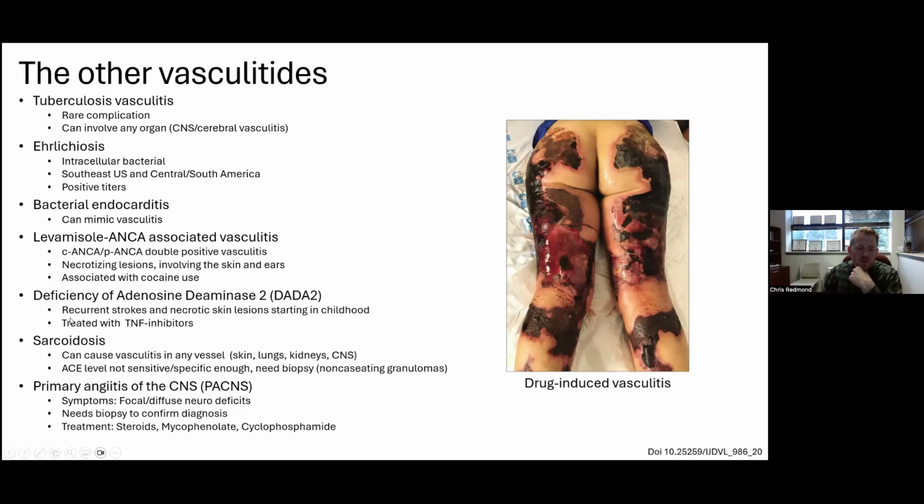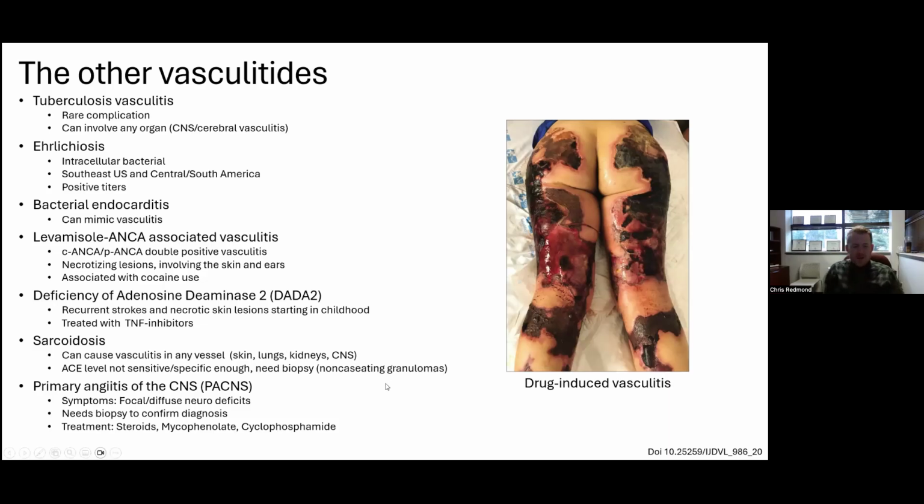Deficiency of adenosine deaminase 2, this is more in kids. It's a condition where you develop necrotic skin lesions and recurrent strokes. It is treated with TNF inhibitors, and the children do remarkably well. Sarcoidosis can do anything, right? So that's why biopsies are so important. If you see non-caseating granulomas in these patients rather than necrotizing, you really need the biopsy to tell.